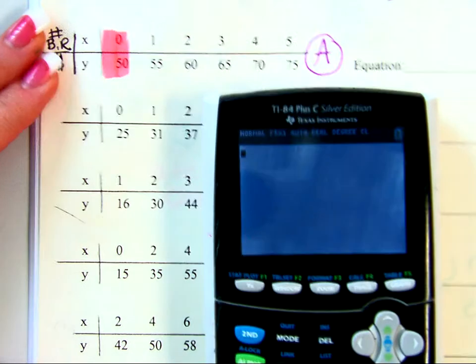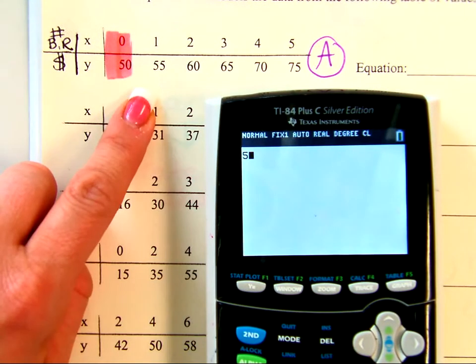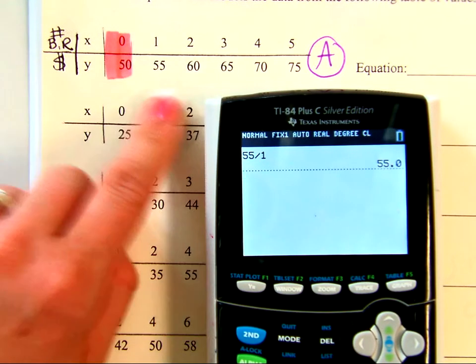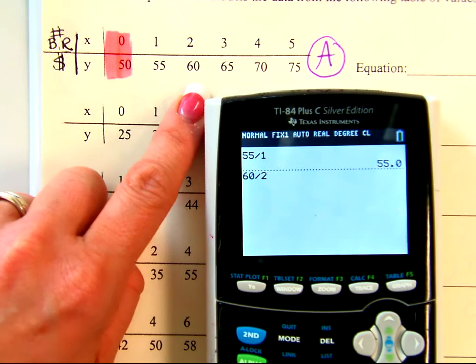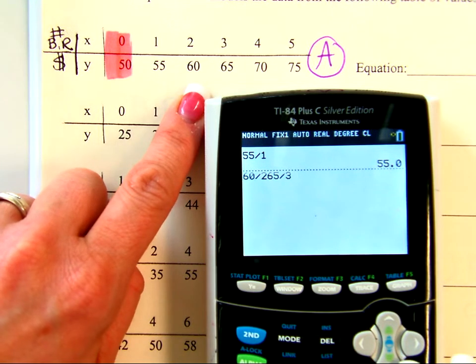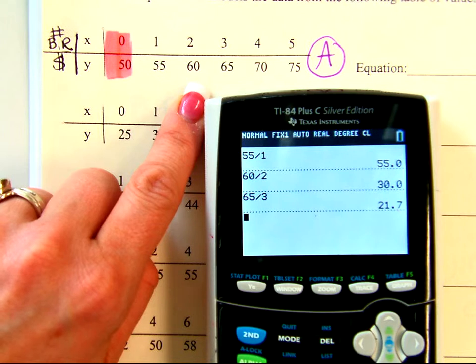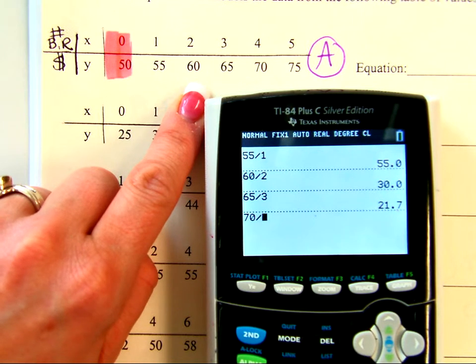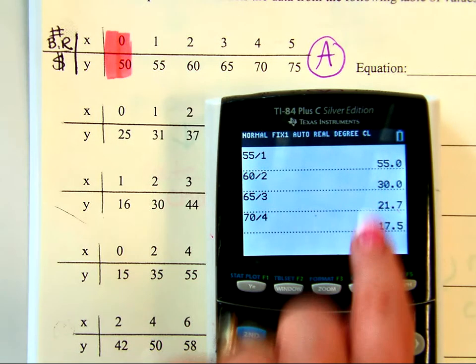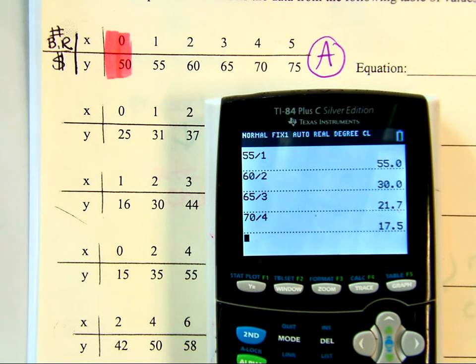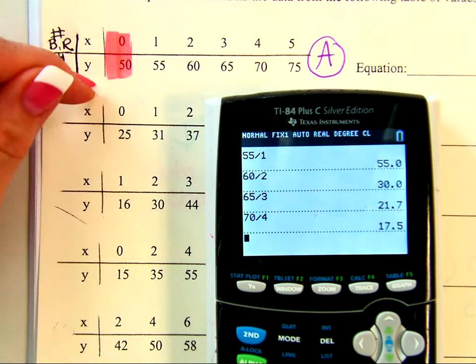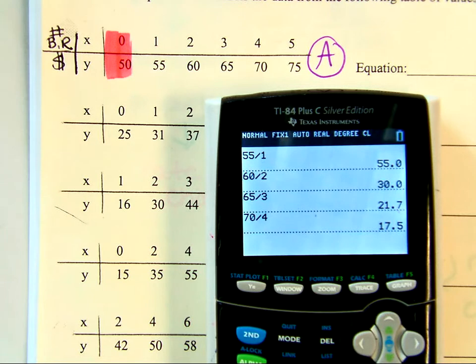That means if I divide 55 by 1, we don't really need to do that. 60 divided by 2 we know is 30, 65 divided by 3, 70 divided by 4. What's happening? We've not seen this before. Every time up until today, when we've divided the y by the x, we always got the same number. And if we didn't, then we said no. So we know it's a no.